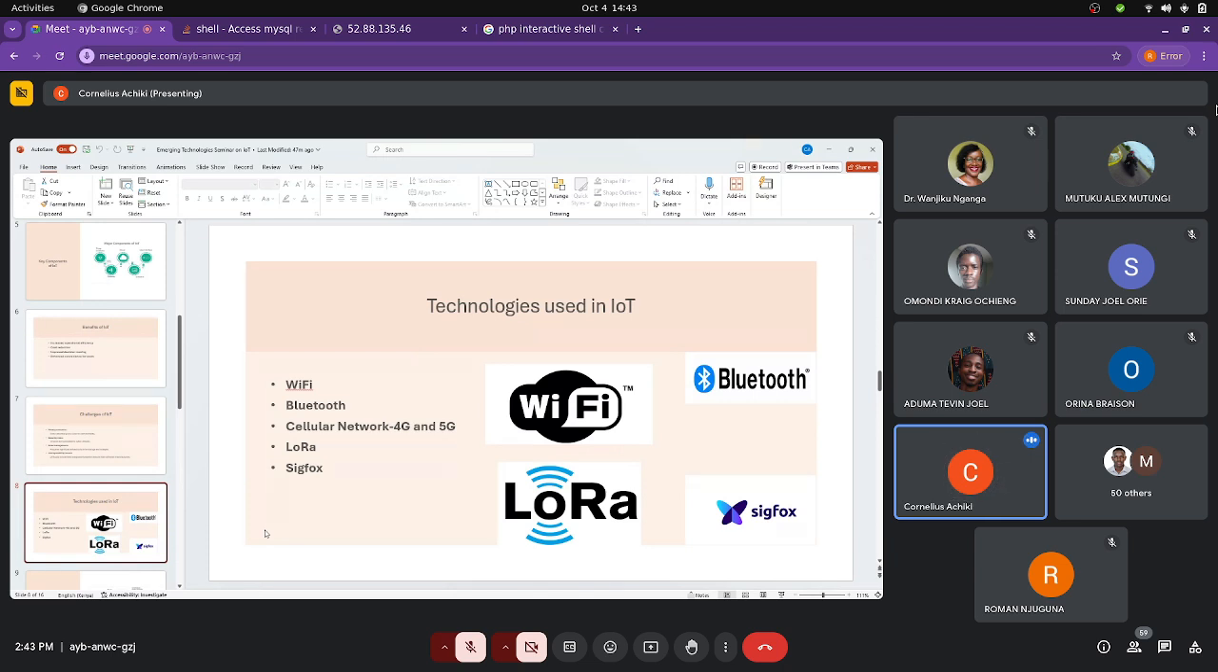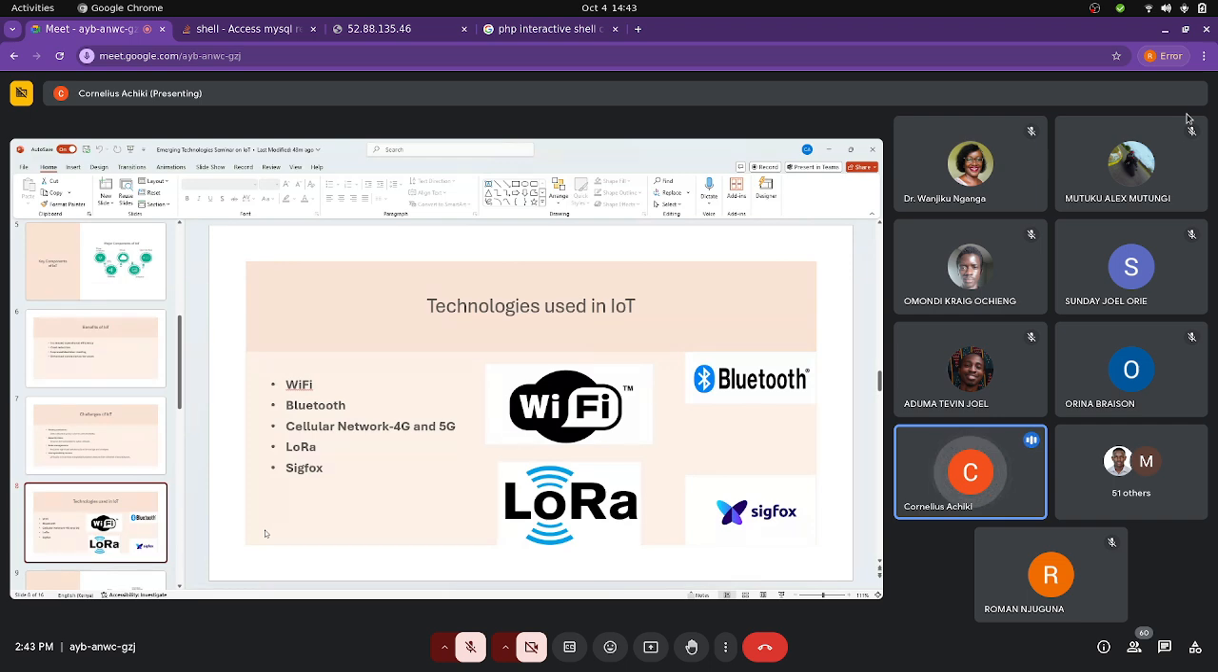Now, of the two, the cellular network and Sigfox are proprietary, meaning that you can only run them by talking to the owner of that technology. So if you are running a cellular network, that means your sensor or the end device must be able to communicate to the mobile network operators, Safaricom, Telkom, Airtel. That means you need to have an additional investment of a SIM card that is able to communicate to these networks.